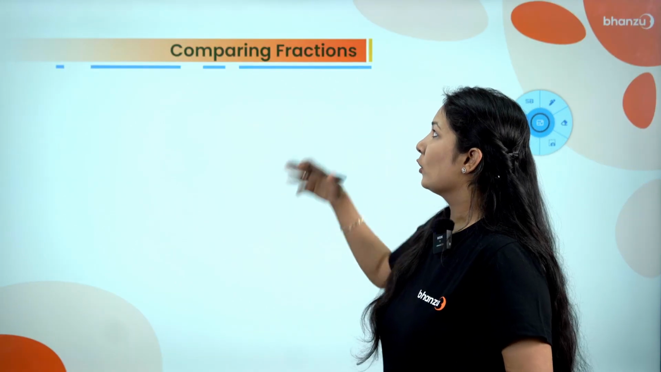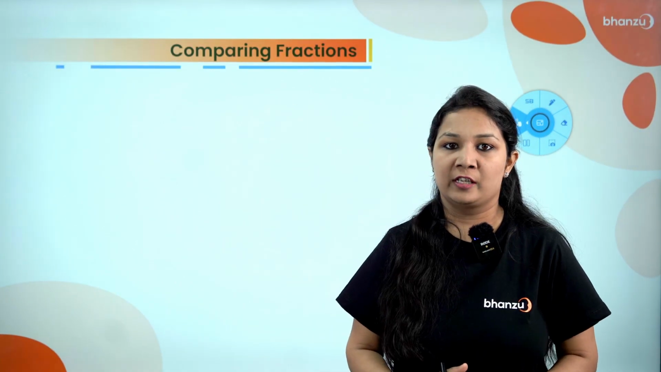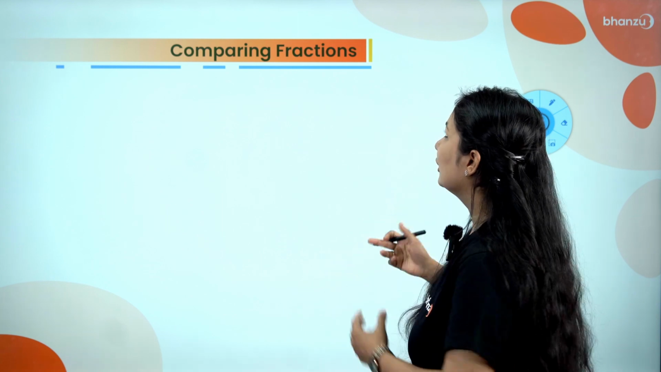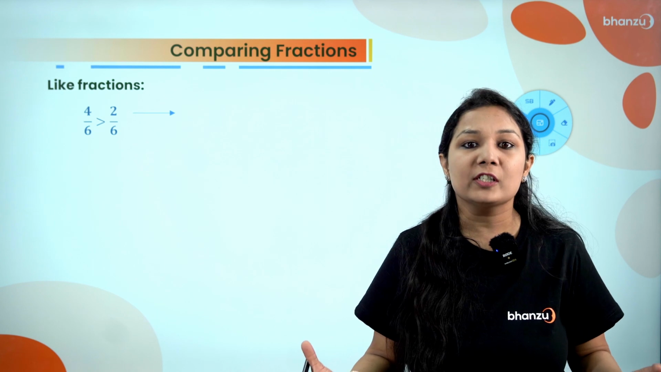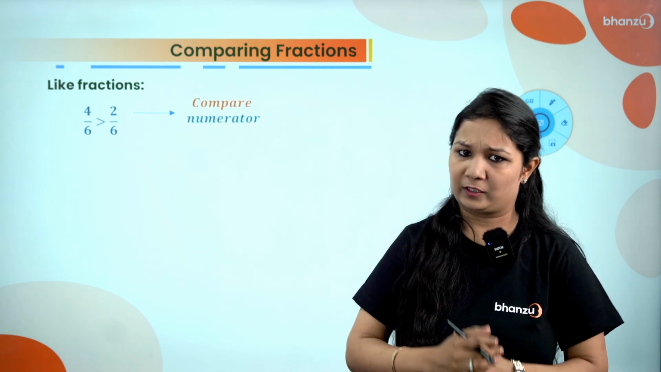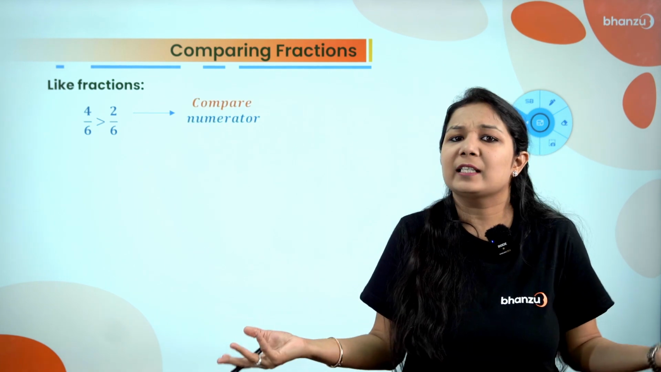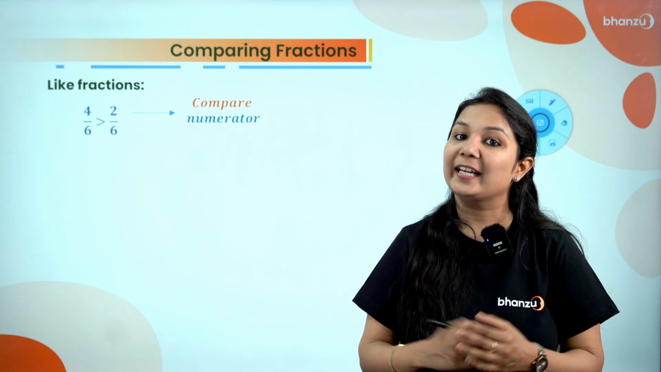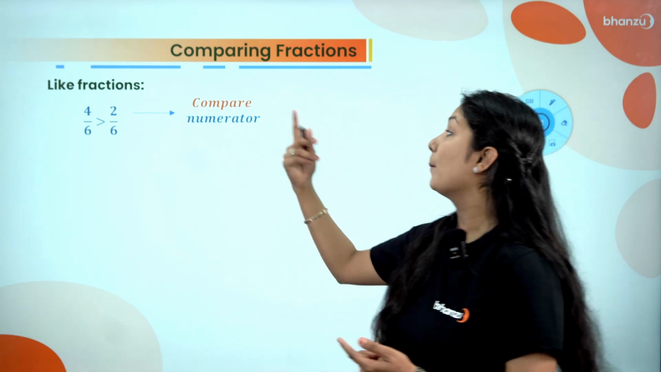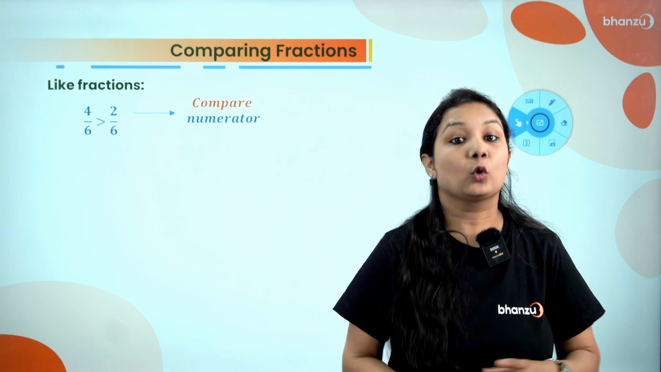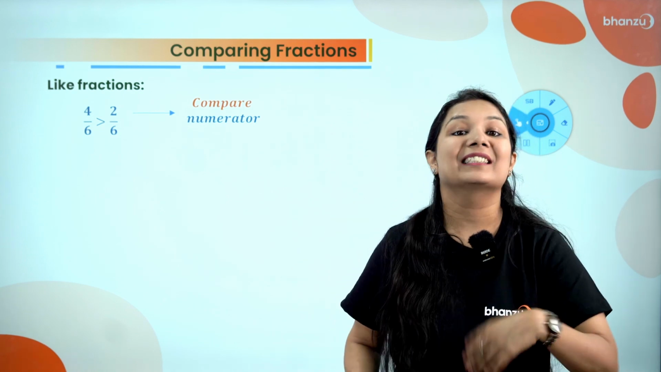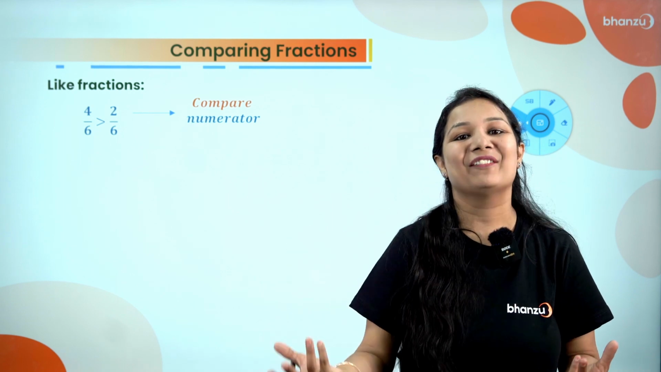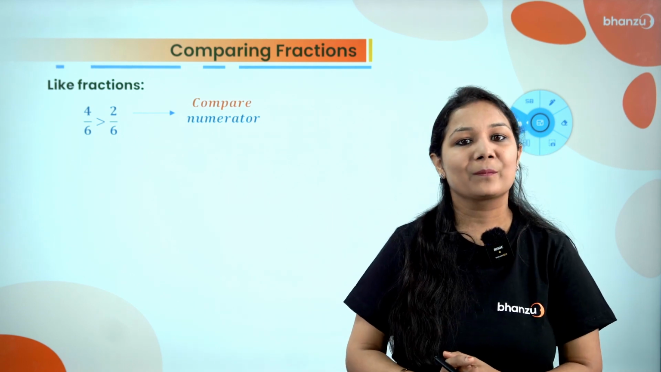Moving ahead to our next concept, that is comparing fractions, right? How do we compare the fractions? Starting with like fractions. What are like fractions? Which have the same denominator. So if the denominator is same, there is nothing to compare in denominators. That means we should compare the numerators. So greater the numerator, greater is the value of the fraction. Lesser the numerator, lesser is the value of the fraction, right?